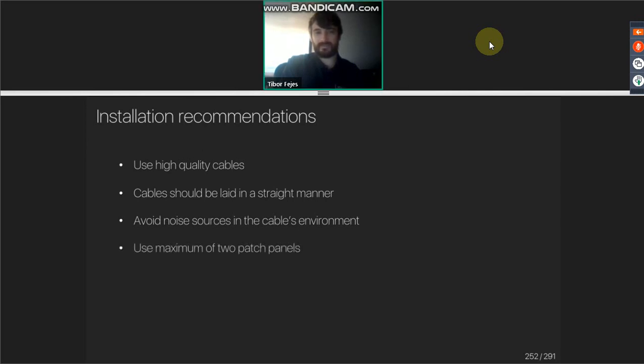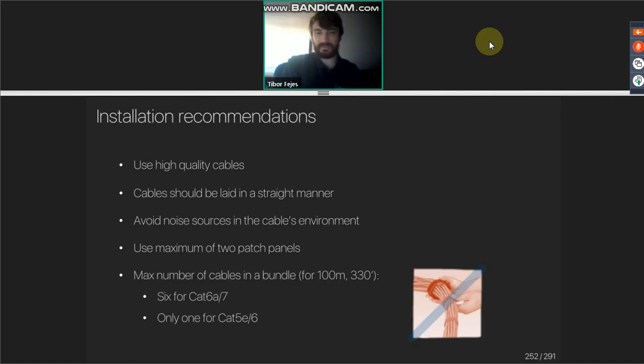The 10 gigabit Ethernet standard is rated for use with 2 patch panels. So with HDBaseT, we can follow this, but it's best to avoid anything extra than that, or any patches in general if possible. And when laying cables and building racks and patch panels, it's best to limit the number of cables in a bundle, particularly if you want to reach the max distance. We say that for Cat6a or Cat7, have 6 in a bundle, but if you're using Cat5e, only have 1. And then when you have a bundle, there should be a distance of 10 to 15 centimeters between the bundles.